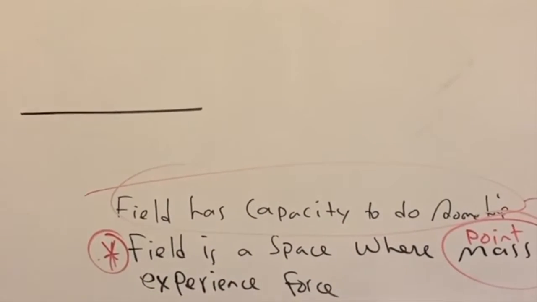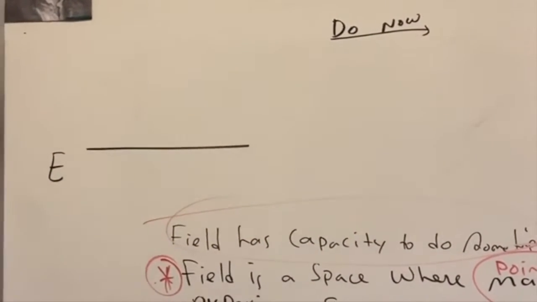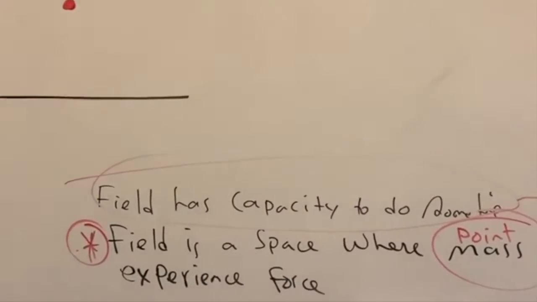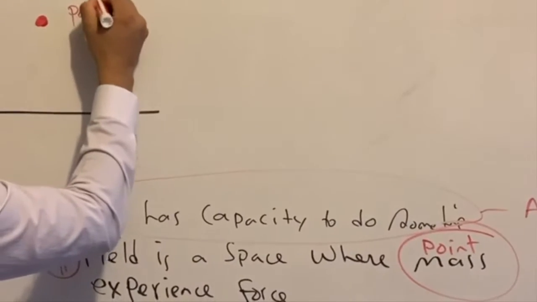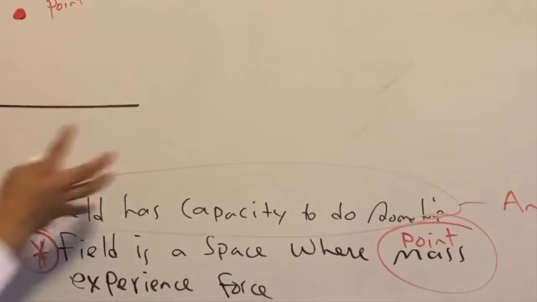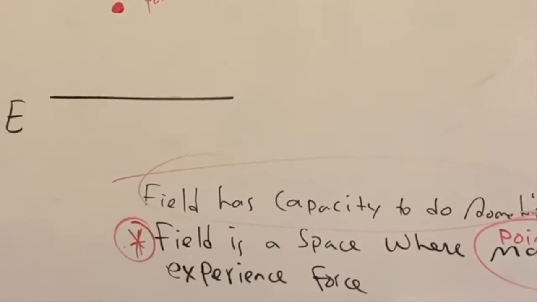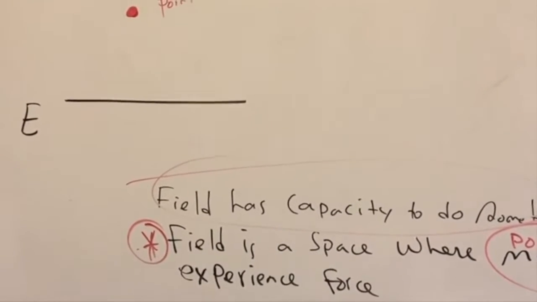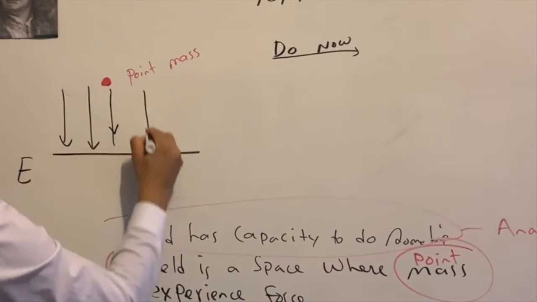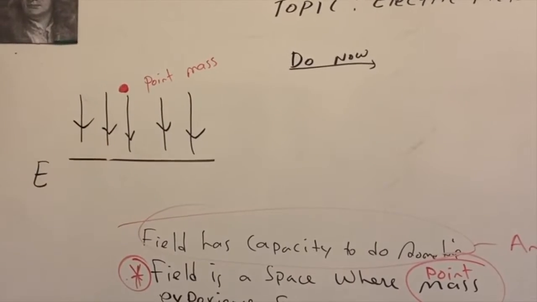What are we talking about? Is there any point mass? We have the Earth, but where is the point mass? Let's put a point mass. This is a point mass. Field is a space where point mass experiences force. So this point mass now experiences force. What direction? Okay, so this is the point mass.